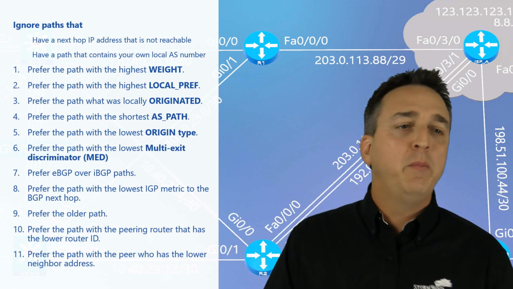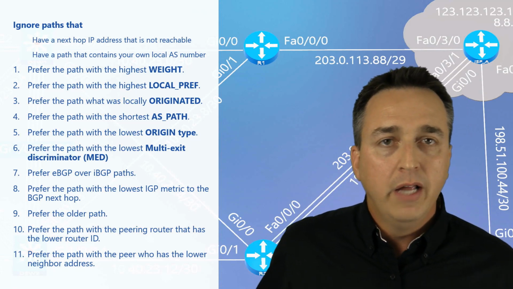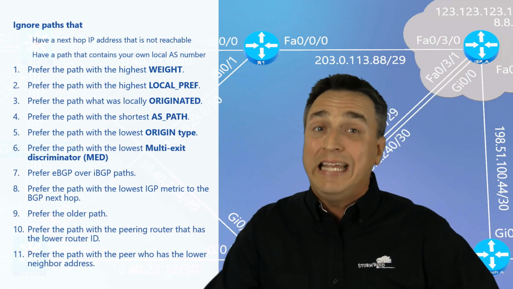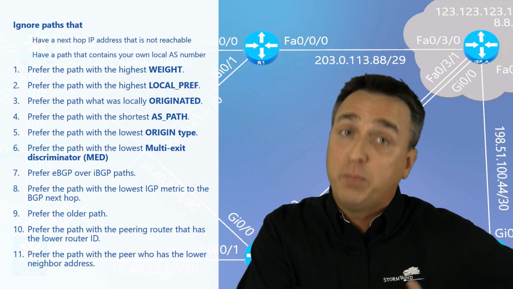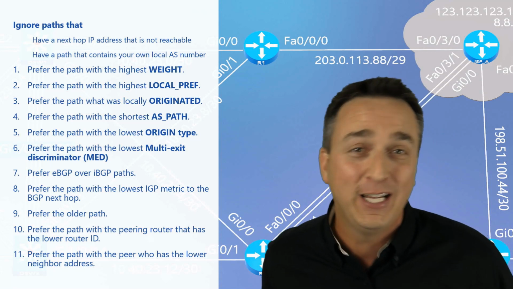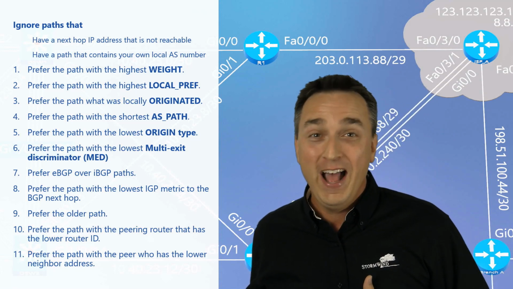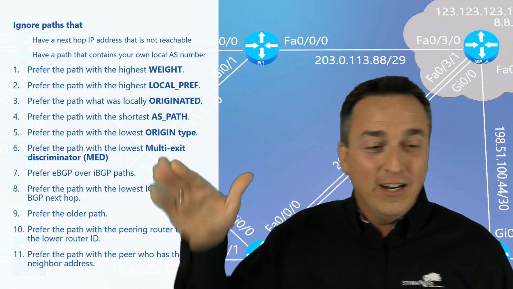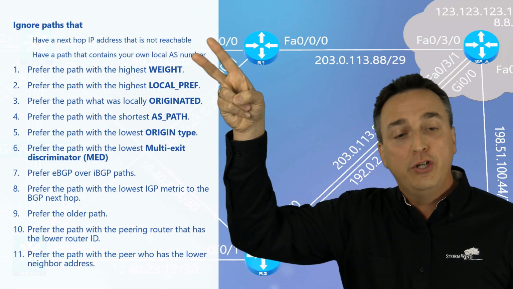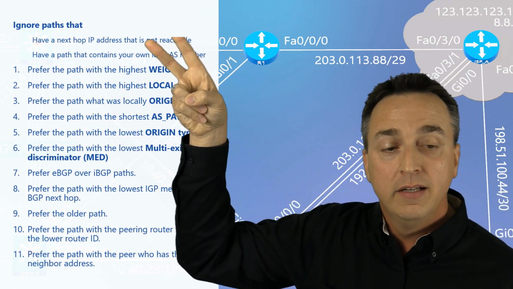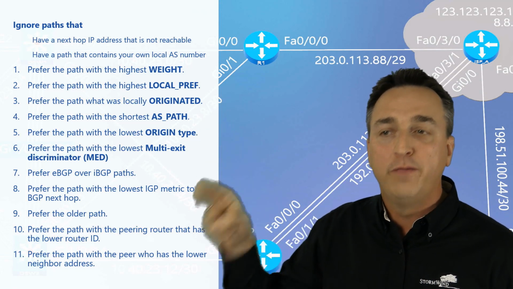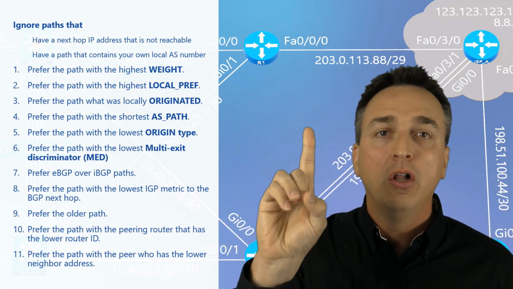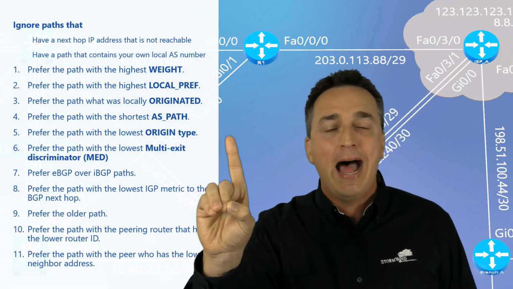This is what we call the BGP best path selection process. And so anytime a BGP router needs to make a decision on which path is going to be used to reach a particular destination, this is what it uses. That's right. And it starts at the top, and if these two checks are passed, then we start going down through the various attributes, trying to find one single entry, one single path.